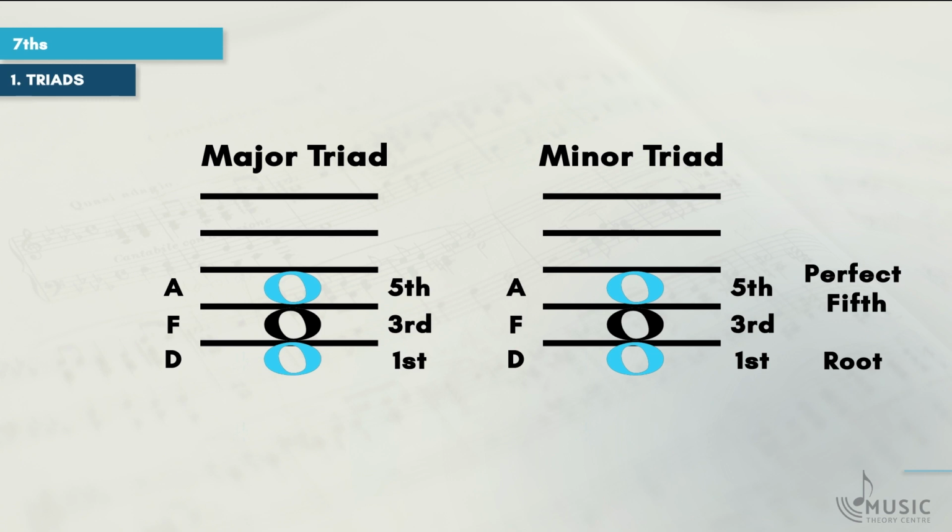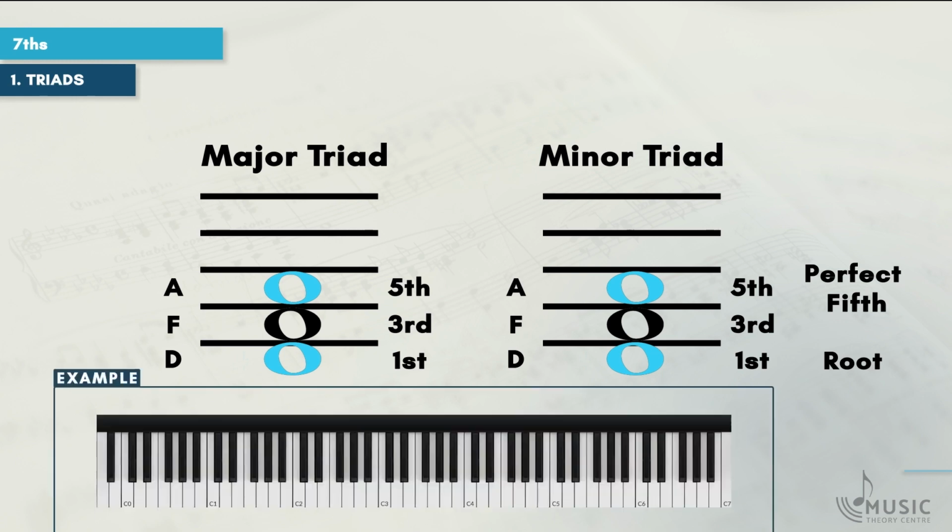If you don't quite understand that, check out our video on intervals for more on this topic. The difference between the major and minor triad is the third. This will be a minor third for a minor triad and a major third for a major triad. A minor third is 3 semitones, and a major third is 4 semitones, from the root.